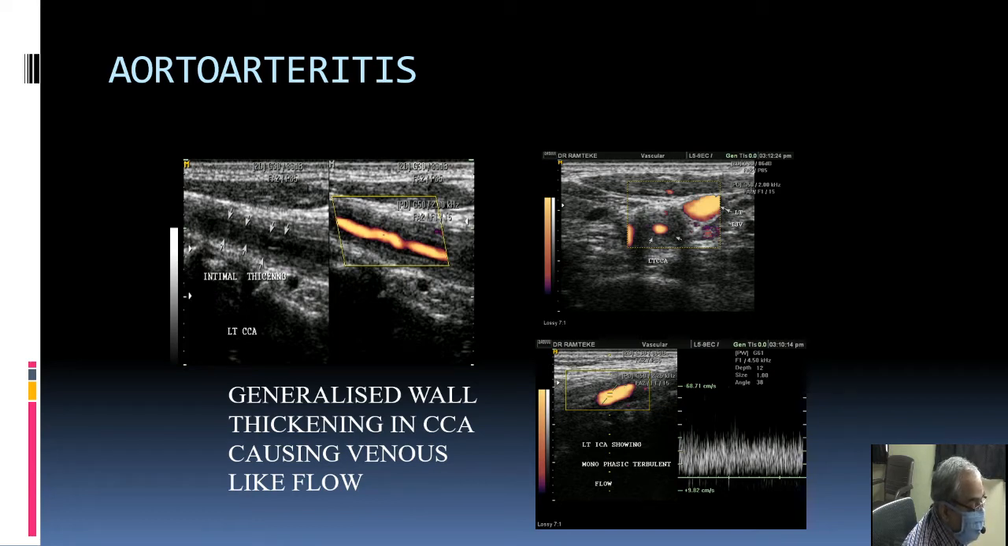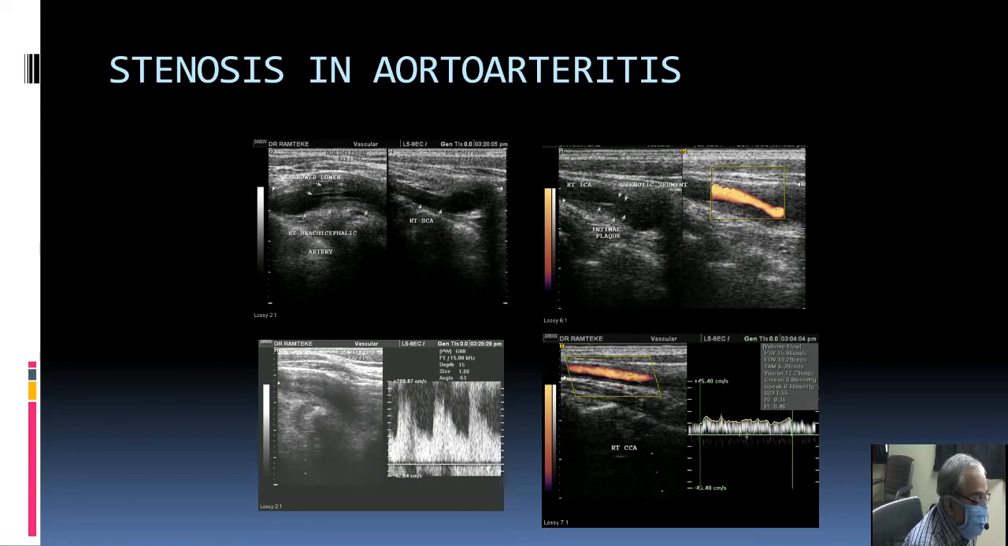In this case also, as we said earlier, the pulsatility is lost due to gross intimal thickening, and the flow is turbulent. In some cases you can get stenosis. It can produce stenosis in multiple vessels, and this was a case where there is a stenosis in this segment in the brachiocephalic artery, and you can see quite increased velocities in systole as well as diastole. And this is a distal vessel. It doesn't show any pulsatility. It is just showing the turbulent flow.